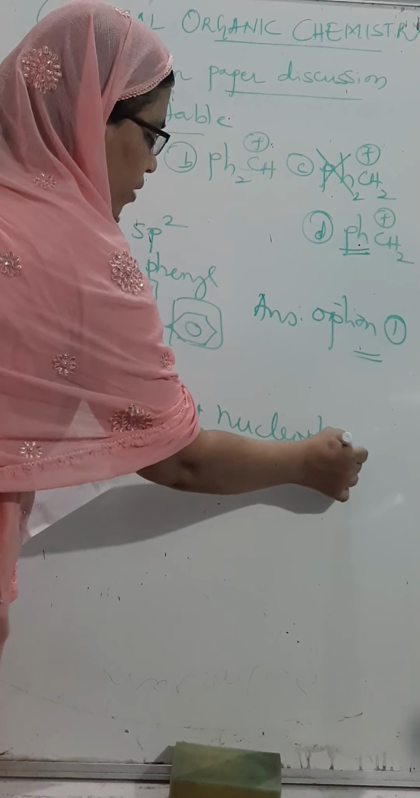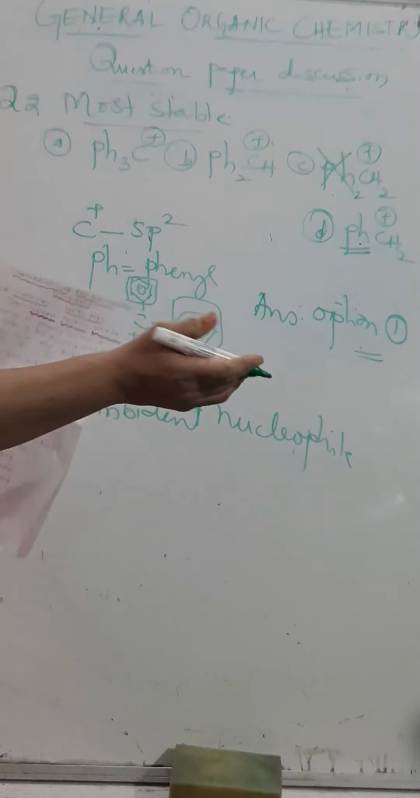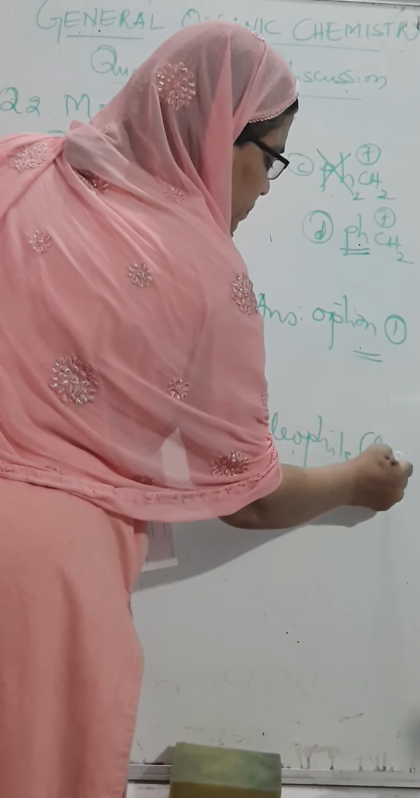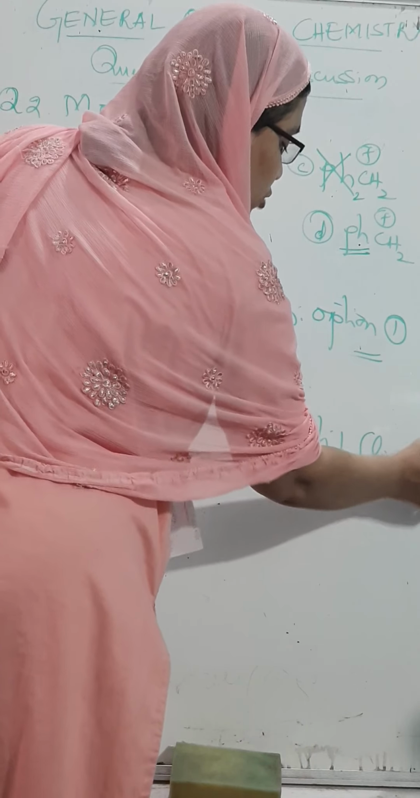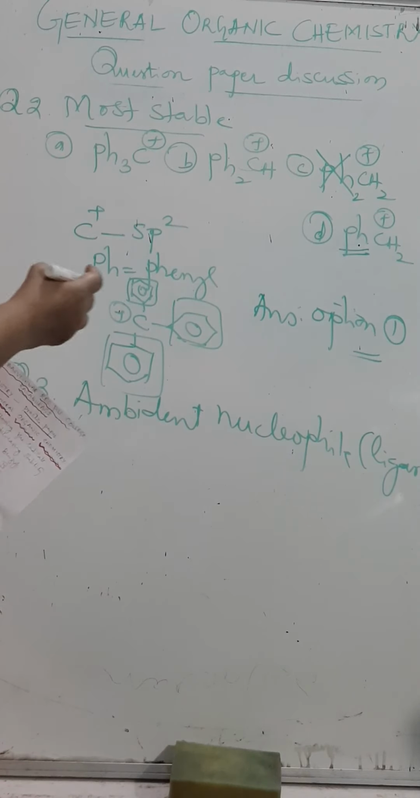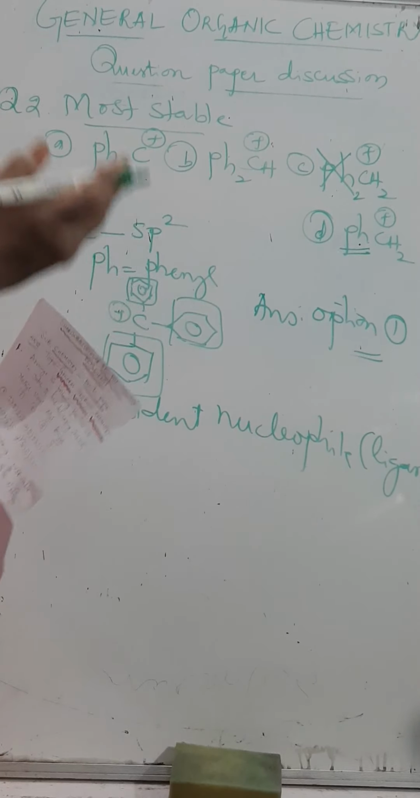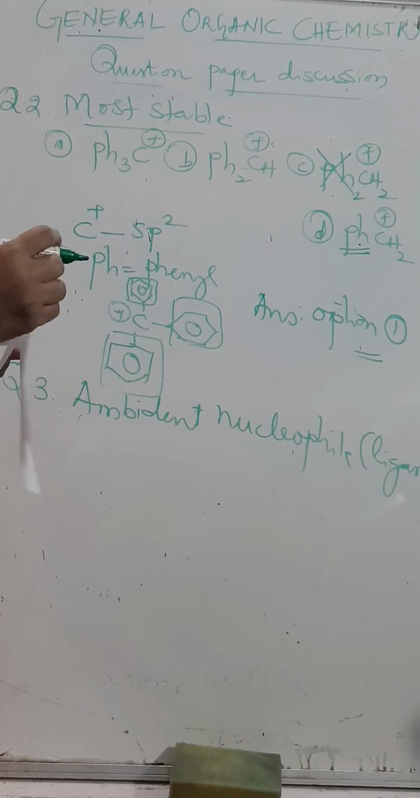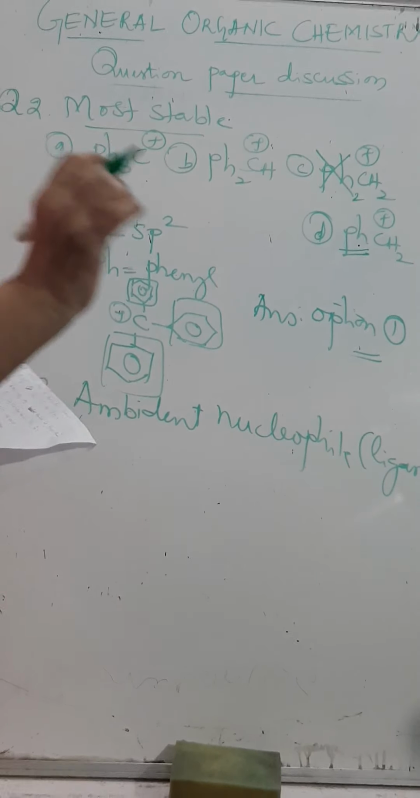Ambident nucleophile. Ligands are nothing but nucleophiles. That's why they have made the question. You may wonder why they have asked about coordination compounds in organic chemistry. With respect to ligands, they are called Lewis bases, and those are nucleophiles. Let them ask the question in any way, we should be able to answer it.